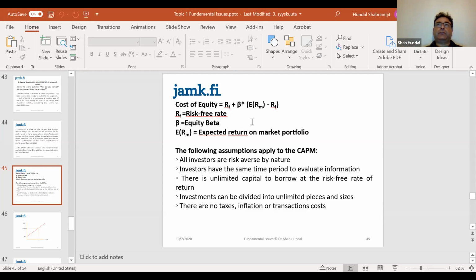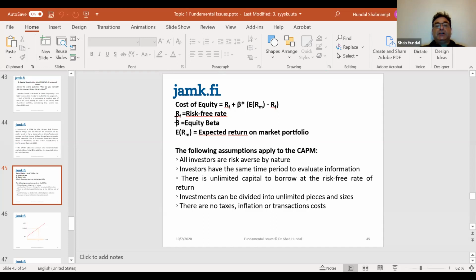Otherwise, if you use, for example, tradingeconomics.com or Reuters or some other, for example Yahoo Finance, I think you can get the information about the risk-free rate fairly easily, so it's not a big problem.